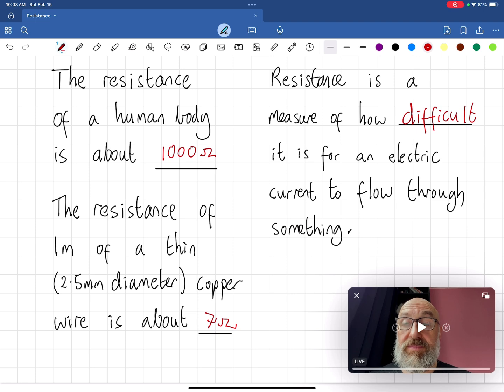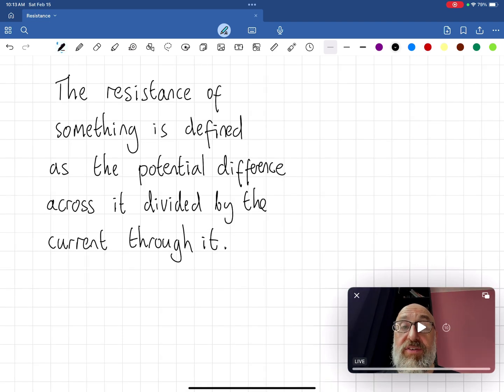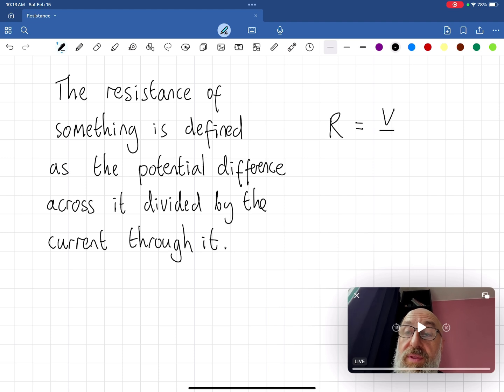A more precise definition of resistance, and the one that you should use in any exam, is this here. The resistance of something is defined as the potential difference across the thing that we're interested in divided by the current through it. We can write that as an equation, of course, where we say R equals V over I. So V divided by I.